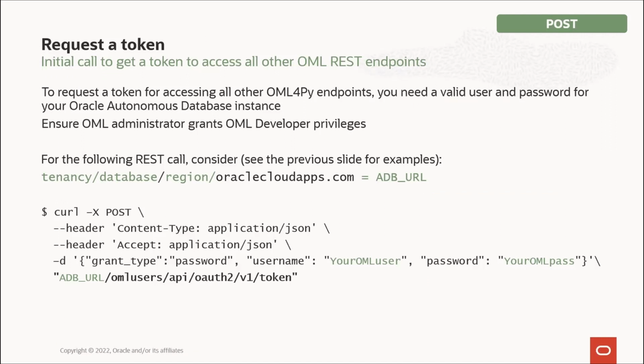The items highlighted in green here will be provided by the user: the OML user name and password, and the OML URL corresponding to your database. And then you can see the token portion of the URL. That's the token endpoint, which is the same for all of the autonomous databases. And once this call is initiated, the token is returned, and it's valid for an hour and can be extended or refreshed before it expires.